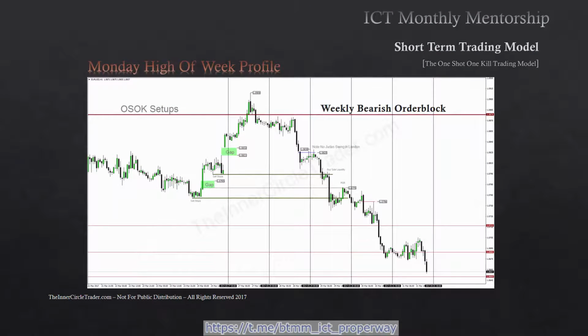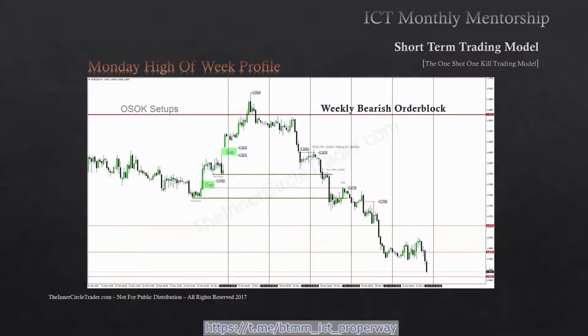Okay, so we're looking at the euro dollar now, and we can see here the Monday we opened up with a gap. Well, actually, Sunday we opened up with a gap and traded higher throughout Monday, and we traded up into the weekly bearish order block for the euro dollar. And I'll leave you to look at your weekly bearish order block on your own platform.